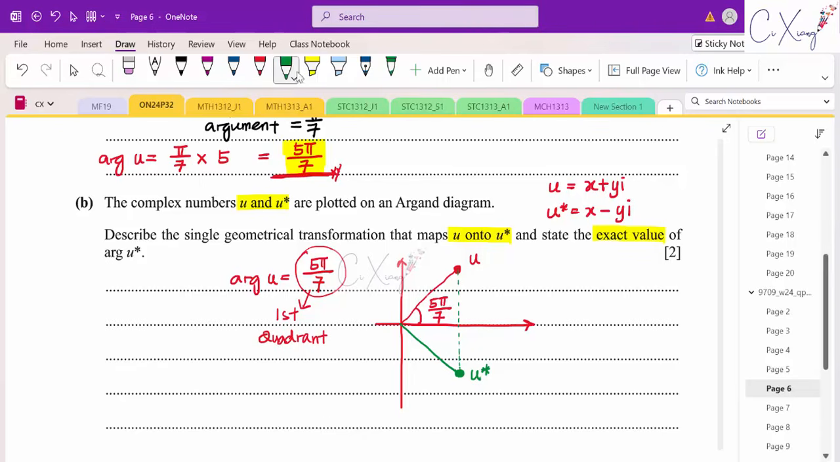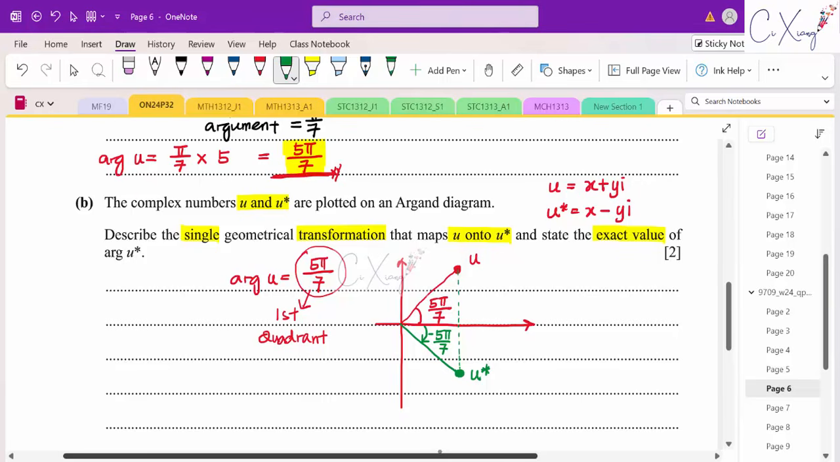So they're asking for a single, meaning one, transformation that changes u to become u star. So very clearly you can see that it is basically a reflection, right? You reflect u through the x-axis, where the x-axis is a mirror, and that's how you get the u conjugate. And what is the argument for the u conjugate? The angle should be the same magnitude, but since we have the reflection, the angle should be negative 5 pi over 7.